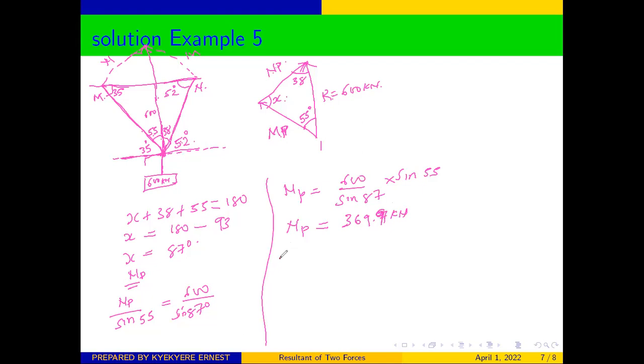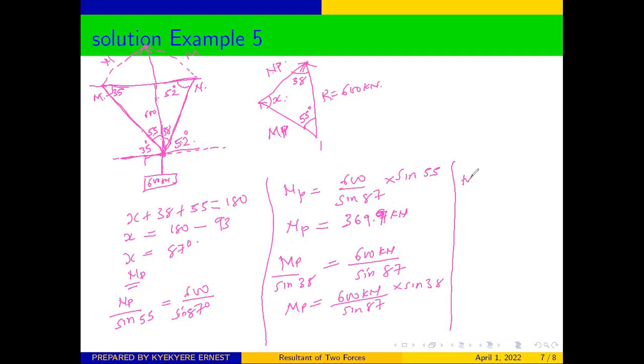We can do the same for the MP. MP over the sine of the opposite angle, which is 38, is equal to our 600 kilonewtons over the sine of the opposite angle, which is now 87. So from here, our MP will be equal to 600 kilonewtons over sine 87 times sine 38. And from here, our MP will be equal to 492.2 kilonewtons. So we are done also solving this question.